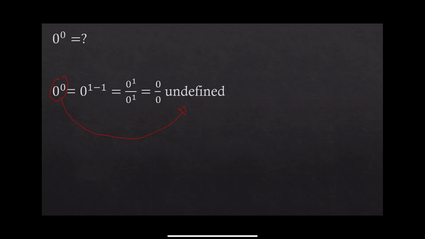There are some other ways to show that 0 to the power 0 is undefined, using limits. But since I didn't explain limits yet, I won't show that method. So put in your mind, any number a to the power 0 is equal to 1, with the condition that a is not equal to 0. But 0 to the power 0, in this case, will give us undefined.